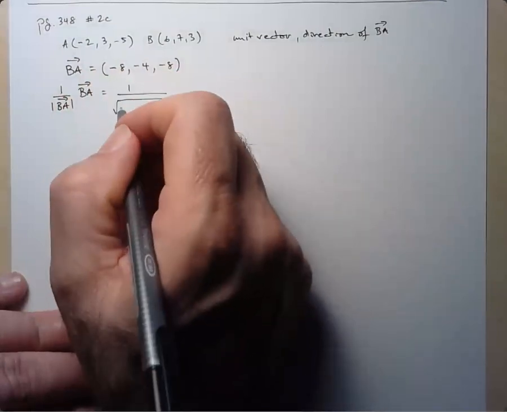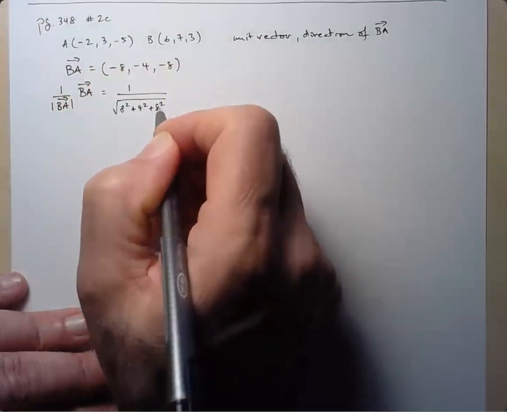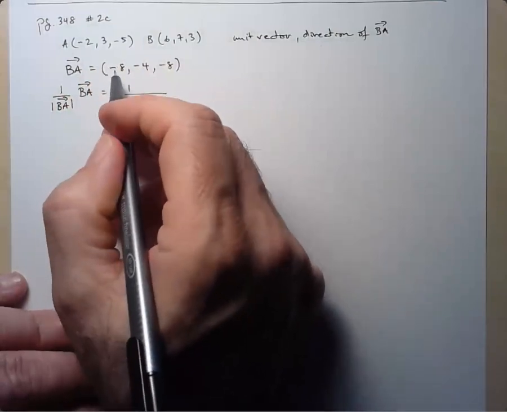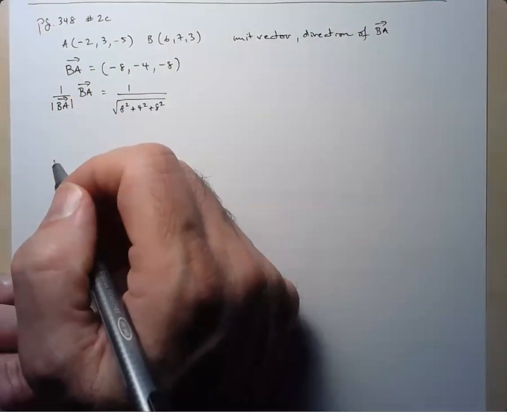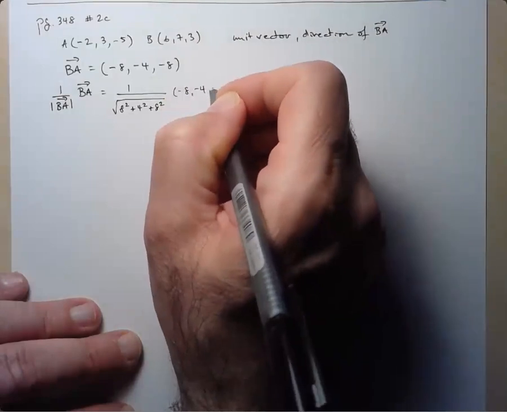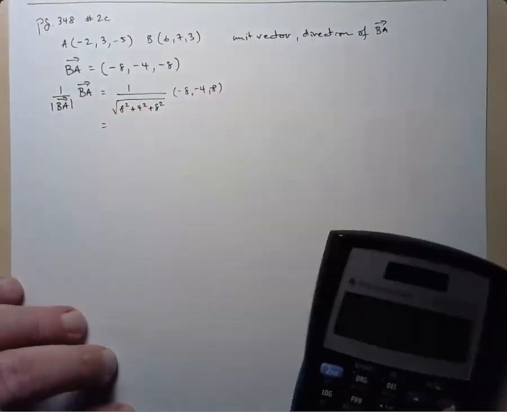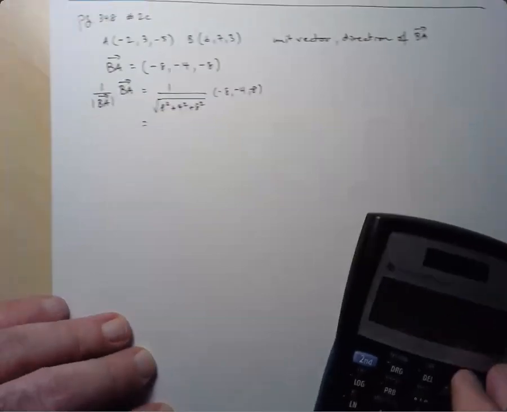So what do we have? We've got 8 squared plus 4 squared plus 8 squared. Notice here, I don't even bother with the negatives because I know I'm going to be squaring them, so it won't be any difference because of that.